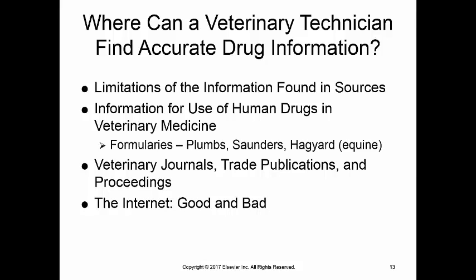and that one is specifically for equine, and it lists things like the usage and the dosage of certain drugs in horses. We can also read through different veterinary journals, trade publications, and proceedings from meetings to find where we've used a lot of different drugs and how to actually use them. And then we can also go to the internet, and there's good and bad with the internet. I find it useful if I can find one of these trade proceedings or publications or journals to find something.